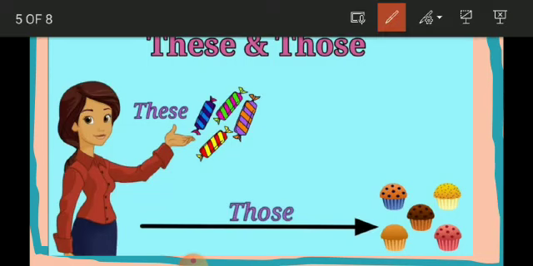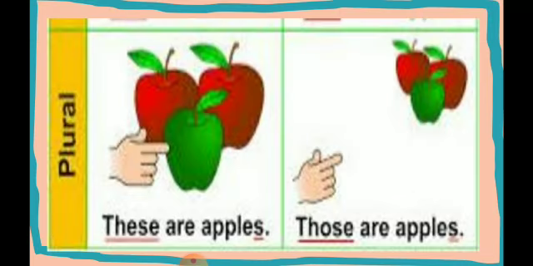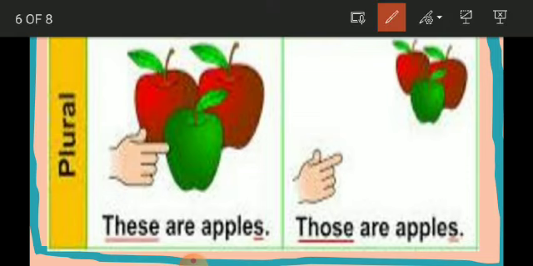These and those. We will use these when the things are near in distance from us. These candies are near in distance from us, so we will use these with them. And we will use those when the things are far in distance from us. Those cupcakes are far in distance from us, so we will use those here. These are apples and these are near in distance from us, and those are apples and they are far in distance from us.